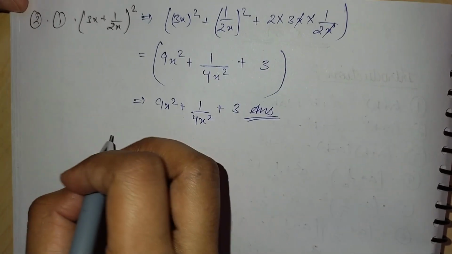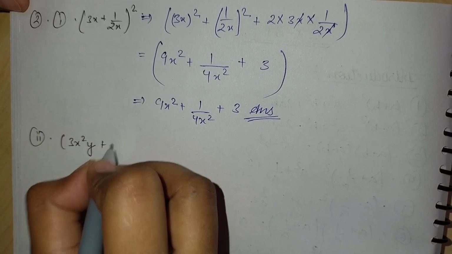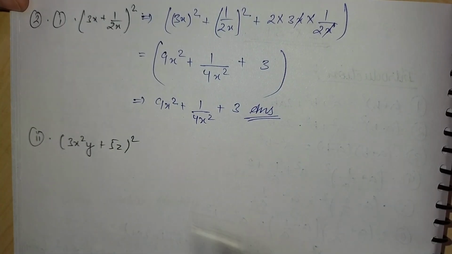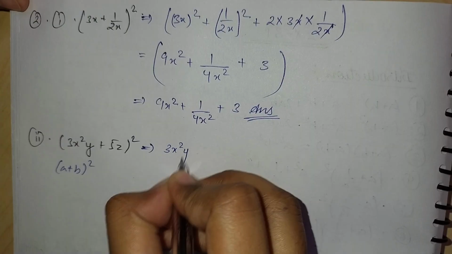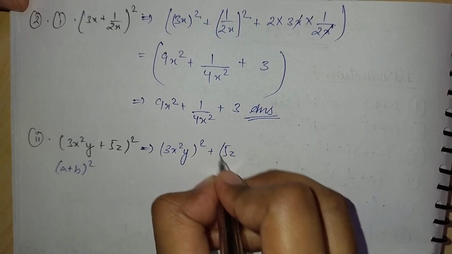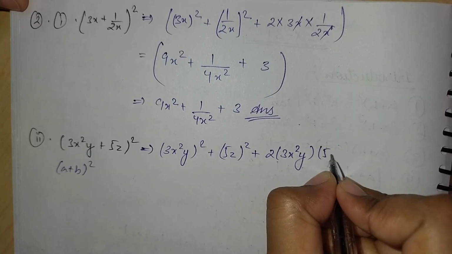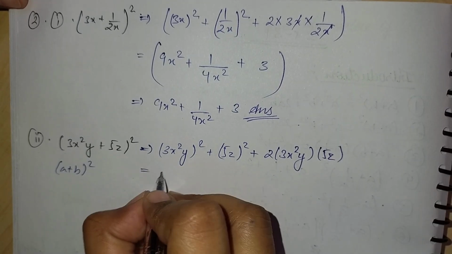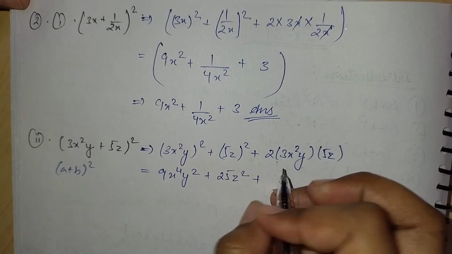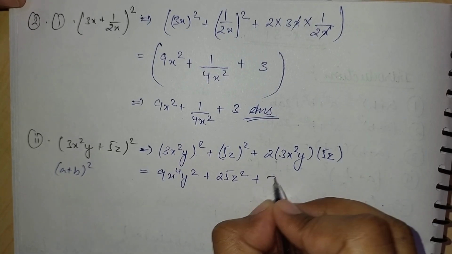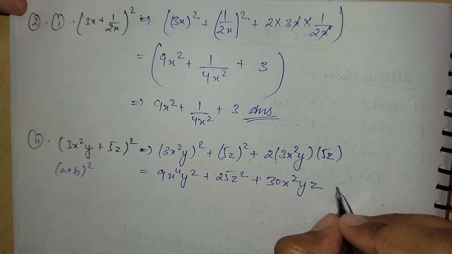Now, the second part in this question is (3x²y + 5z)². On taking the (a + b)² formula, we will put (3x²y)² + (5z)² + 2(3x²y)(5z). On solving it, we will get 9x⁴y² + 25z² + 30x²yz. So this is the answer in this question.